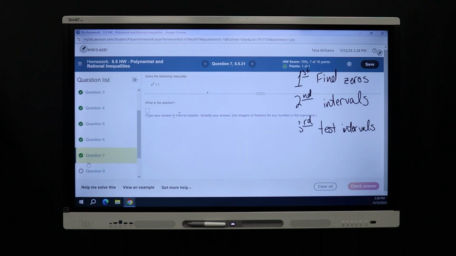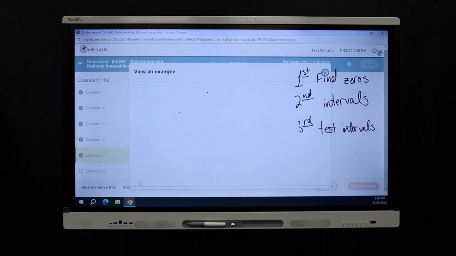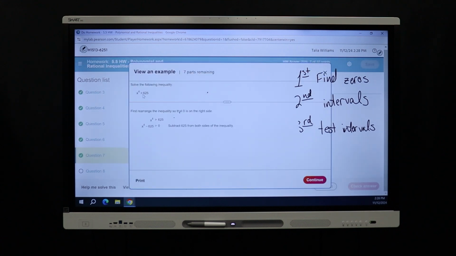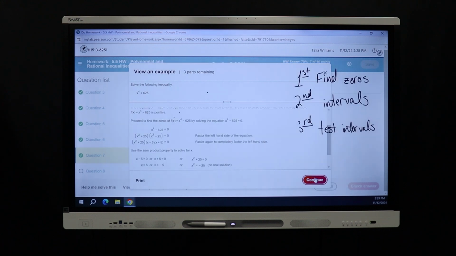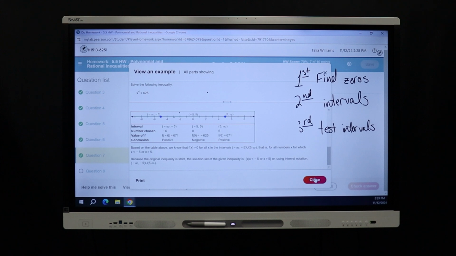It's giving me the same one over and over. If I give you an example, will it give me one? So this one gave me 625. So that one is going to be 5 and negative 5 because the fourth root of 625 is 5. And so it'd be negative infinity to negative 5 and then 5 to positive infinity. But, yeah.